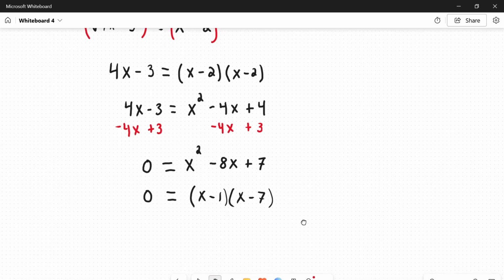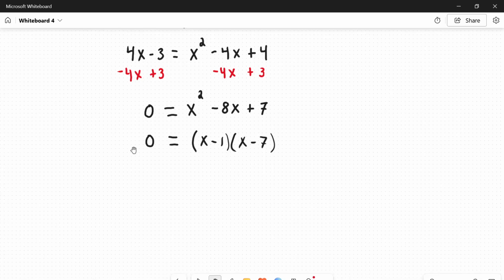Now I can use my zero factor property. Since I have it factored equal to 0, I get to split it up and say that 0 is equal to x minus 1 as its own equation, and then also 0 is equal to x minus 7 as its own equation. And then we can solve each of these in one step. We get x equals 1 and x equals 7.